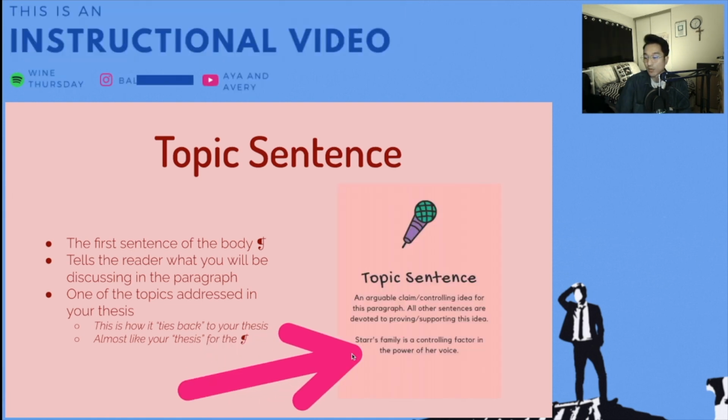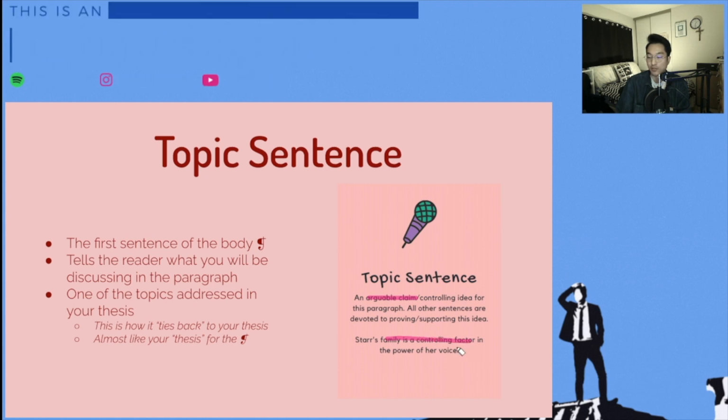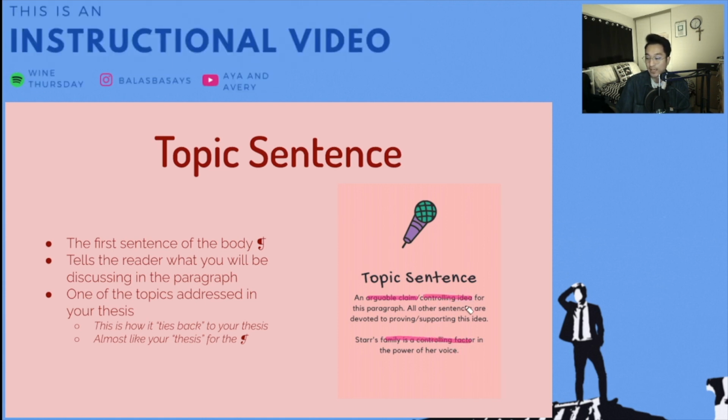Now let's look at the example over here on the right. It says that Star's family is a controlling factor in the power of her voice. So this example does have an arguable claim. The writer is stating that Star's family is the controlling factor over her voice. And that controlling idea is also that, but focusing on that theme of, does your voice matter? And then all other sentences and parts of the body paragraph will support this topic sentence.